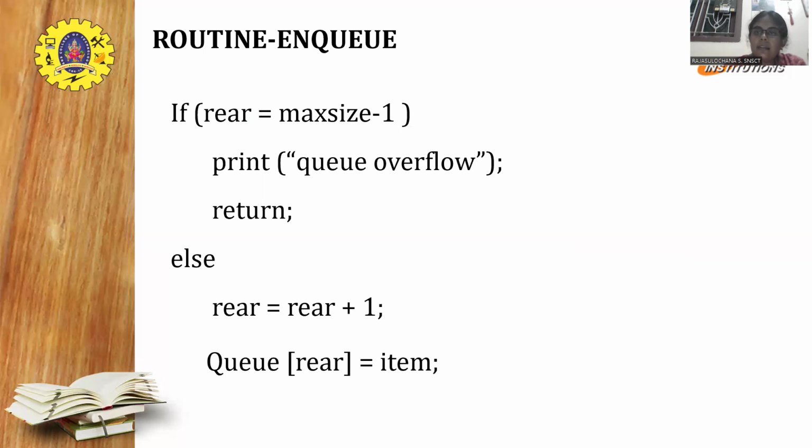So the rear end is pointing to the last filled index, correct? If the rear end is equal to maximum size minus 1, it means the queue is full, or the queue is overflowed. In this case, you cannot insert an element. If this condition is false, it means the queue is not full. There is still some space left to add an element, so I can insert an element into the queue.